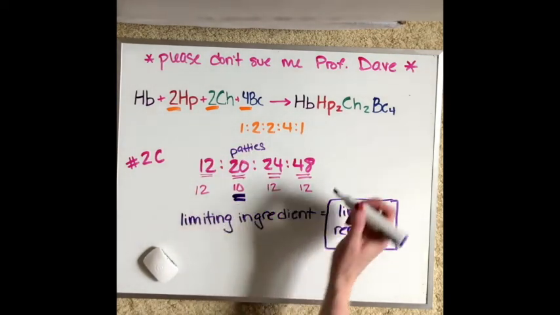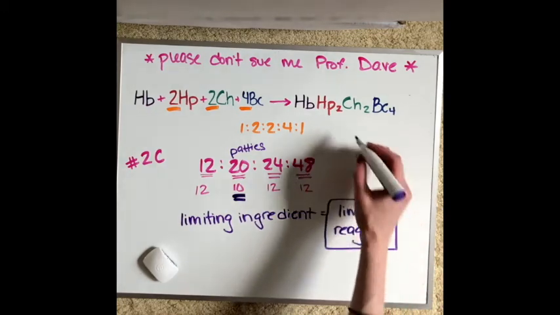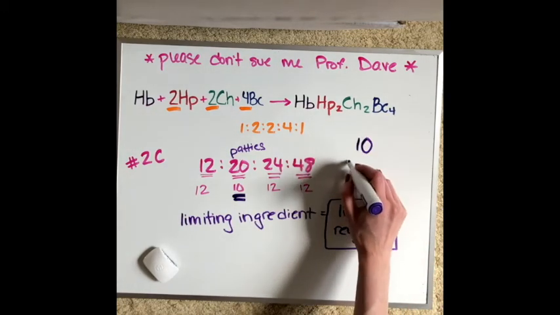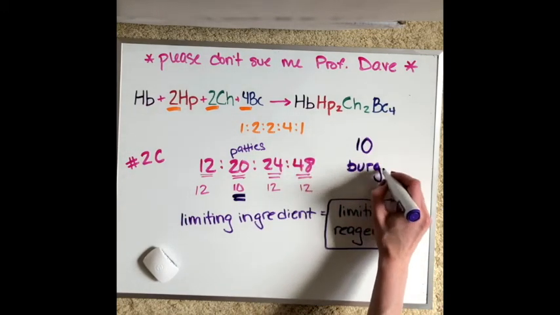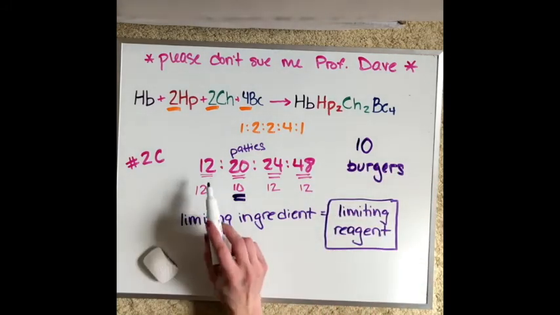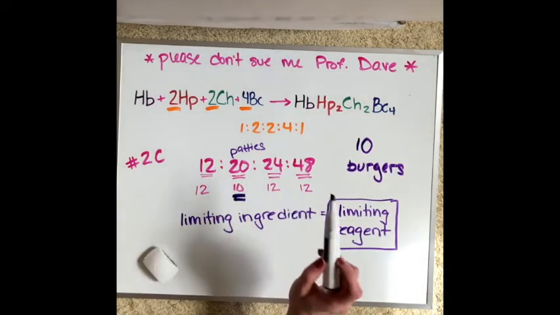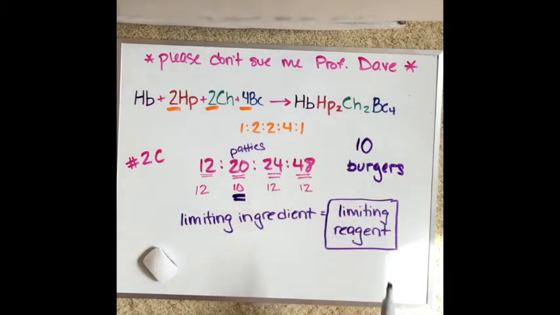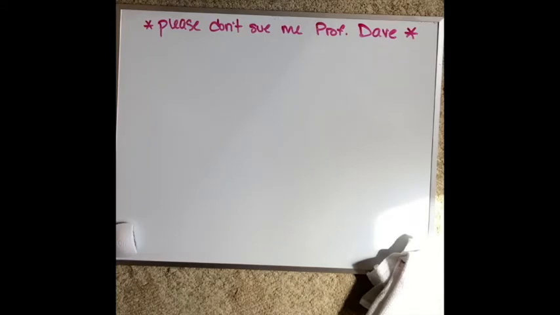So to answer that question, I could only make 10 total burgers in that instance. I would have excess buns, excess cheese, and excess bacon, but I could only make 10 total burgers with what I'm given. All right, 2 more quick hints.